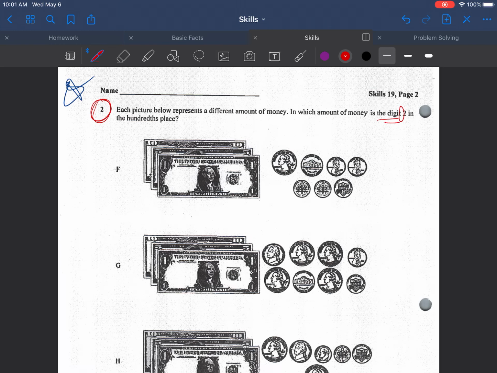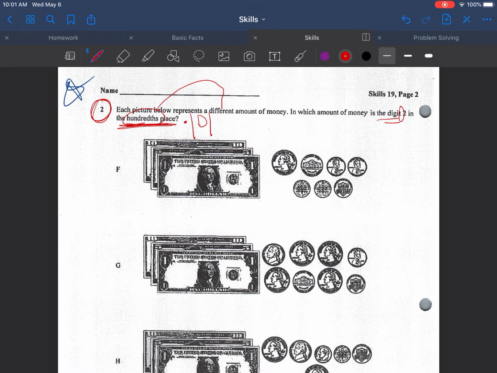and I will do this one because it's an even number. It says each picture below represents a different amount of money. In which amount of money is the digit 2 in the hundredths place? Right away, hundredths, that means we're going to have Dr. Pepper.